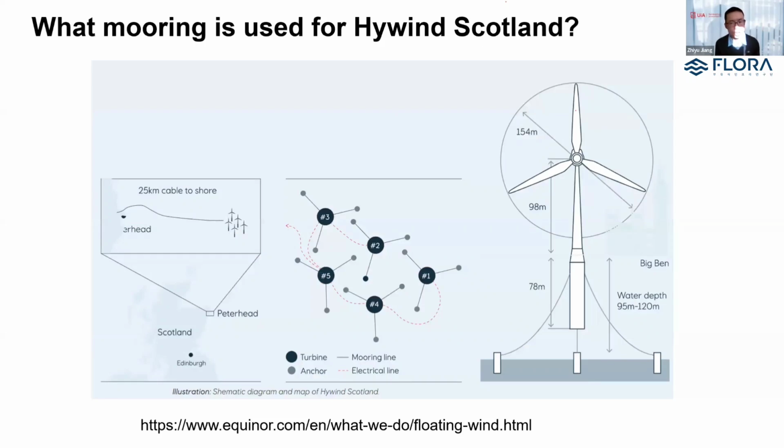So if I ask a question, what mooring is used for Hywind Scotland? This wind farm with 5 floating wind turbines. Can anyone answer me? Actually, a full chain design is used for the Hywind Scotland. So Equinor resorted to a quite conservative design at that time. They did not put into use any new material.